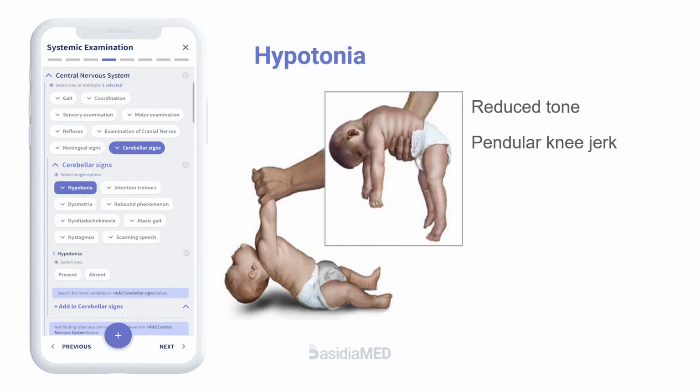Hypotonia is the decreased tone of muscles. To test hypotonia, feel the tone of the muscle at its belly and gently try to move it in a direction opposite to its fibers. In hypotonia, the muscle feels lax. On performing the knee jerk, a pendular reflex is observed due to hypotonicity of the muscles of the knee.